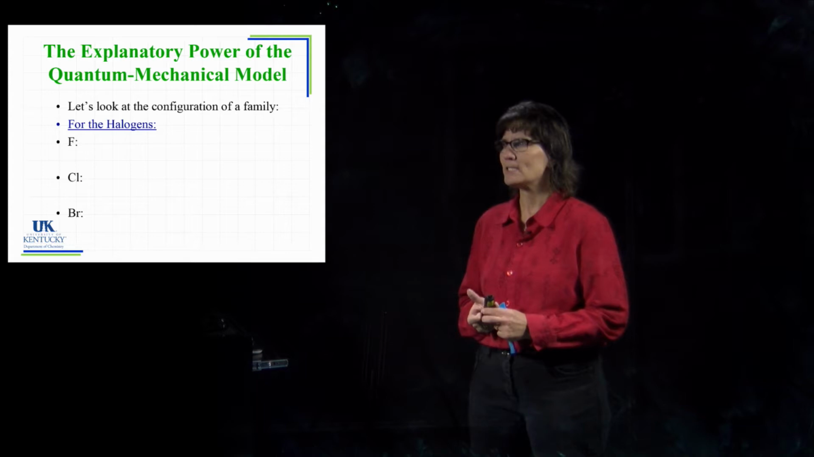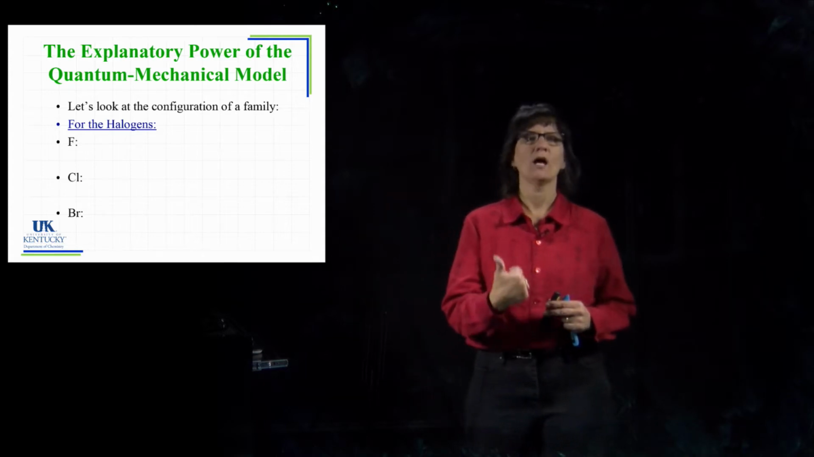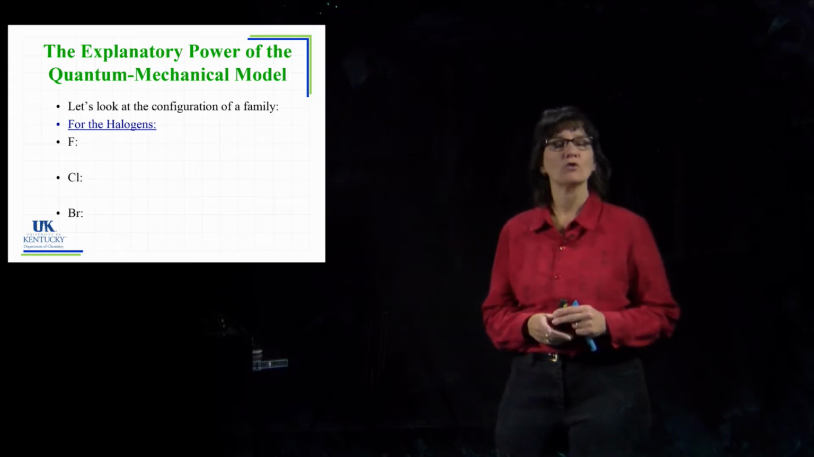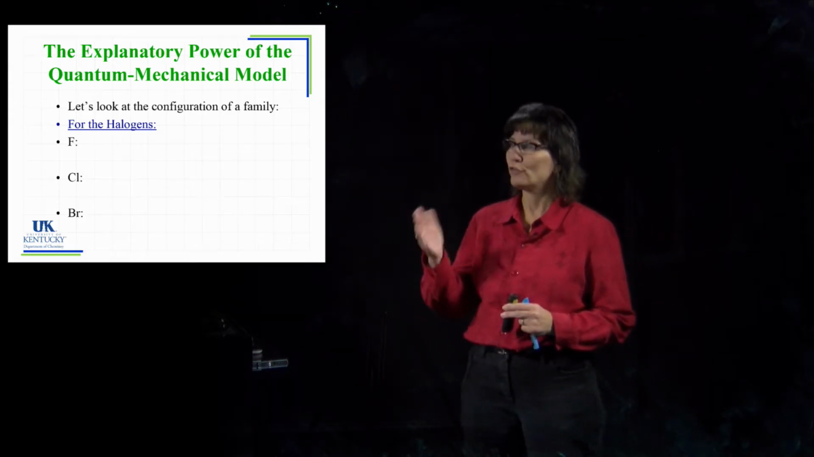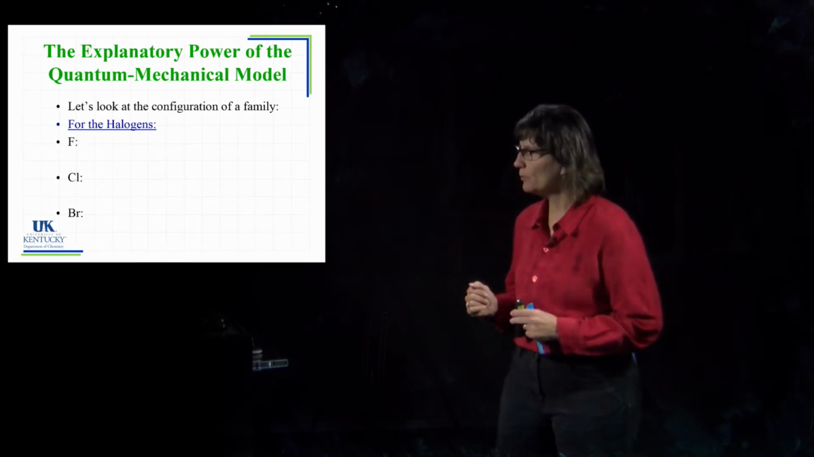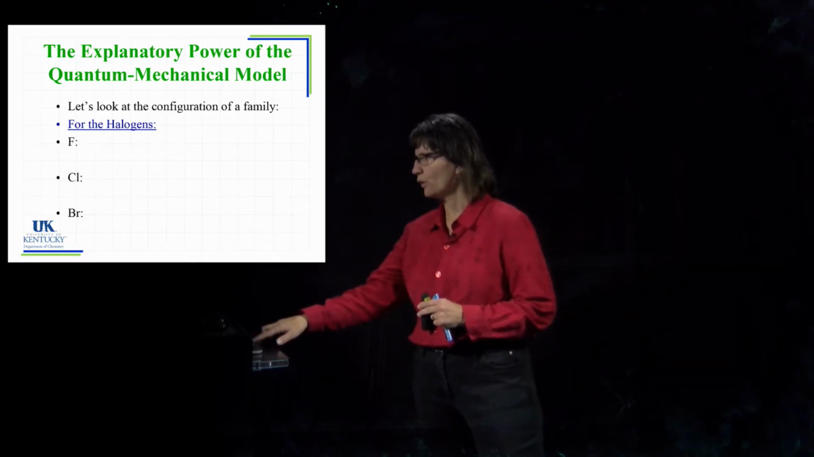So let us do a group in the periodic table. I'm going to choose the halogens. And we're going to draw the electron configuration for fluorine, chlorine, and bromine together. All right, so let's look at a periodic table and do fluorine first.